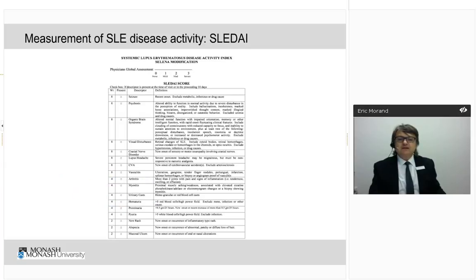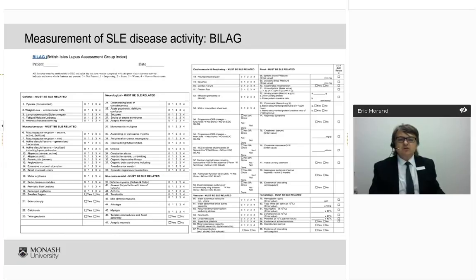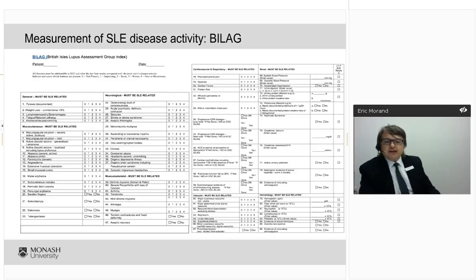The solution to that is shown on this score, which is called the BILAG, the British Isles Lupus Assessment Group Index. And as you can see, this is a much more extensive type of measure. Please don't try to read what's on this slide. I haven't put it there so that you can read it. I've put it there just to show you how complicated it is, because on here there are, I think, about 90 different scores to be completed for each patient at each visit.